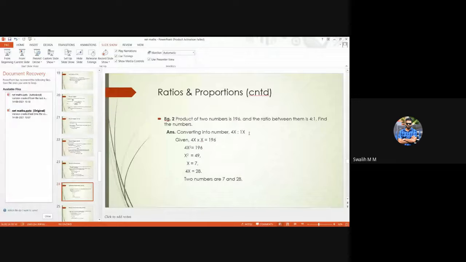4x into x is 196. 4x square is 196. x square is 49. And if you know the square of 7, you know that x is 7. Now, what are the numbers? 4x and 1x. 4x is 28 and 1x is 7. The two numbers are 7 and 28. See, this also you need to know, solving linear equations here. And sometimes it would be in two variables. Two variable questions you generally won't get, but it is better if you know how to solve linear equations in two variables as well.